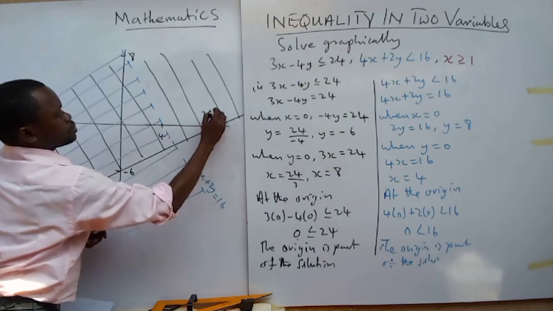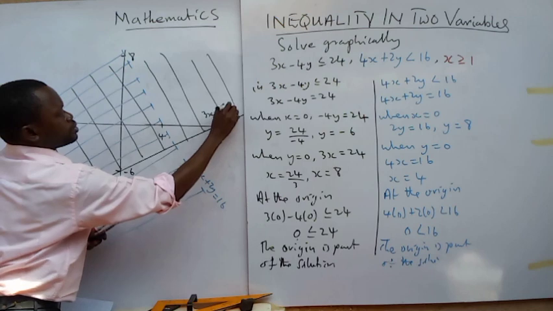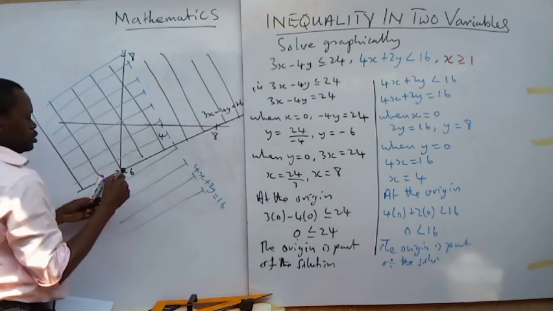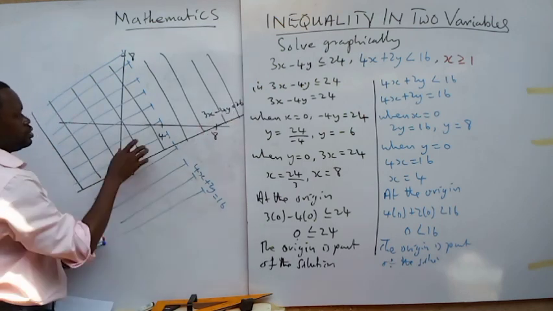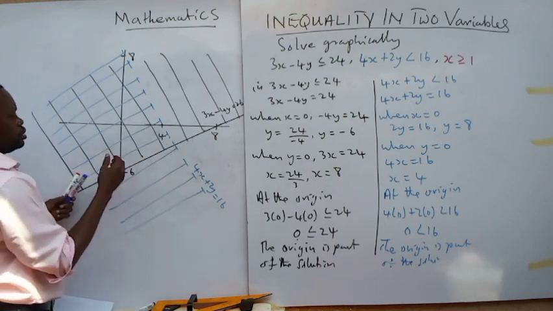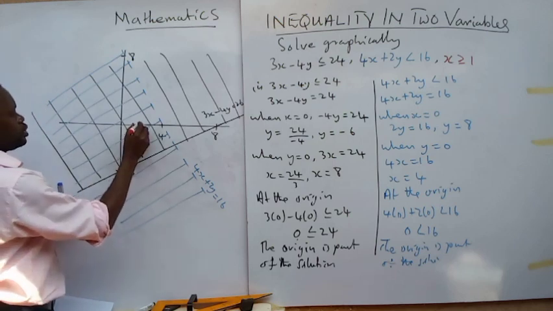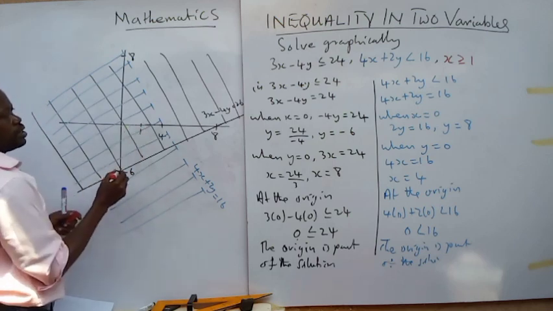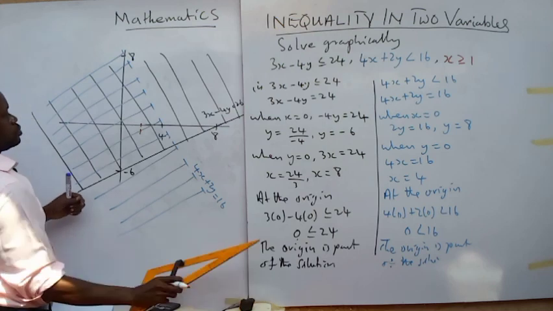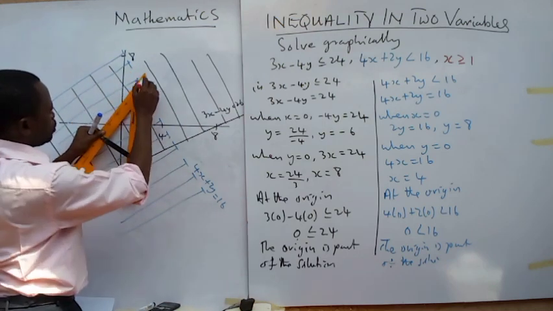and this one is minus 3x minus 4y equals 24. Okay, and then finally the last one we have is x is greater than or equal to 1. Somewhere here, where are we going to put 1? Let's say somewhere here is 1. And x is greater than or equal to 1, that means we are using thick line to demarcate it.